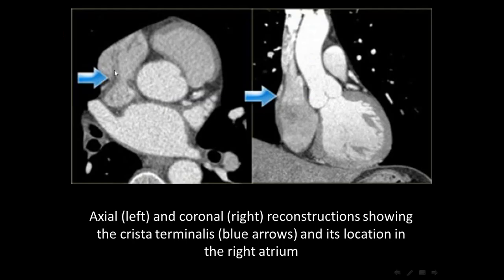Let's have a look at this structure. This is the crista terminalis. This is the right atrium and this is the right atrial appendage. So between the atrium and the appendage is this muscle. On the coronal view, this is it. It's extending from the opening of the SVC to the opening of the IVC. So it's this isodense structure. It's iso to the myocardium, right? Yeah.